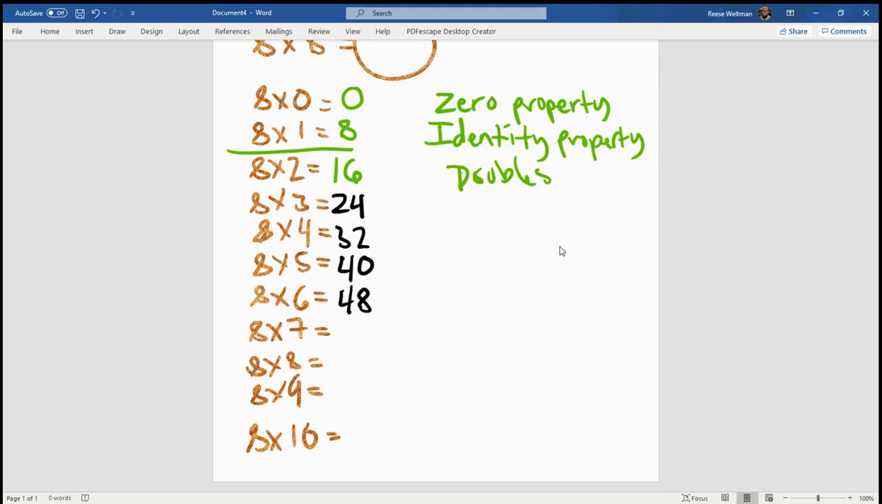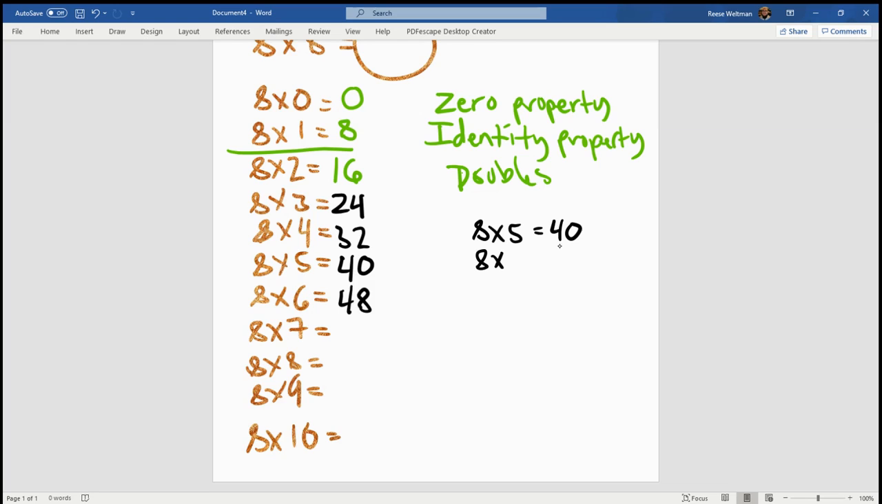Okay, so after you've got 48 here, and again, these are pretty simple to figure out, right? Now you have to do 8 times 7. Well, if you know that 8 times 5 equals 40, all you would then have to do is figure out what 8 times, and you're just breaking these up.